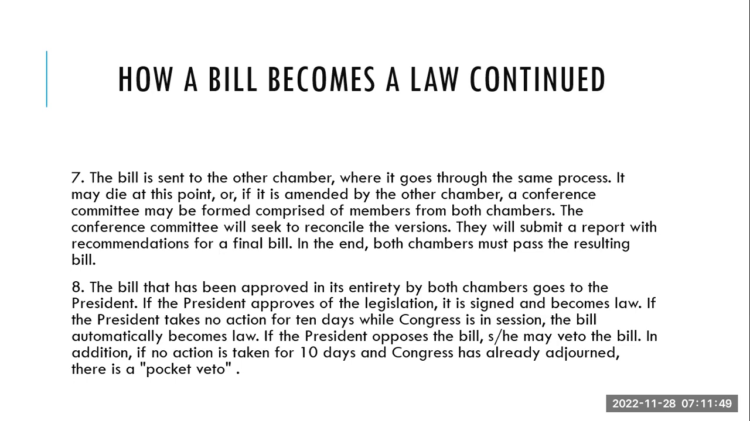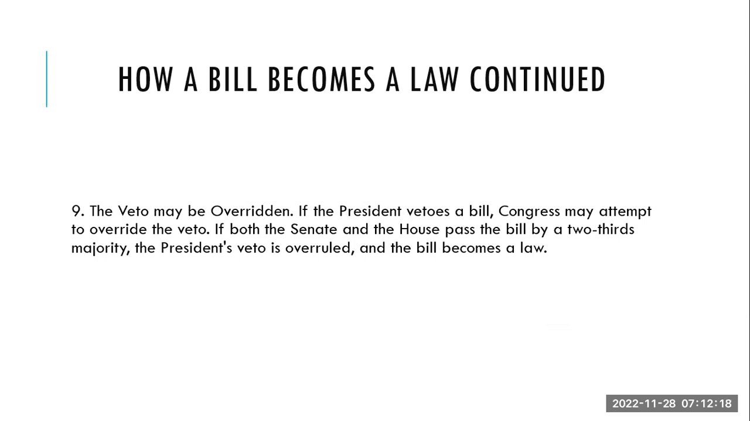If the president approves of the legislation, it is signed and becomes law. If the president takes no action for 10 days while Congress is in session, the bill automatically becomes law. If the president opposes the bill, he may veto the bill. In addition, if no action is taken for 10 days and Congress has already adjourned, there is a pocket veto. The veto may be overridden. If the president vetoes a bill, Congress may attempt to override the veto. If both the Senate and the House pass the bill by a 2/3 majority, the president's veto is overruled and the bill becomes a law.